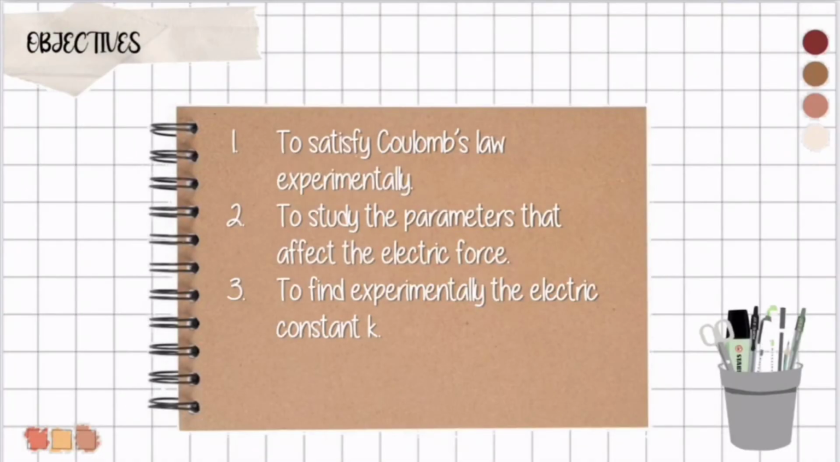First of all, in the beginning of this experiment, we must know the objective of this experiment, which is to satisfy the Coulomb's law experimentally. Second, to study the parameters that affect the electric force. And the last one, to find experimentally the electric constant, which is K.